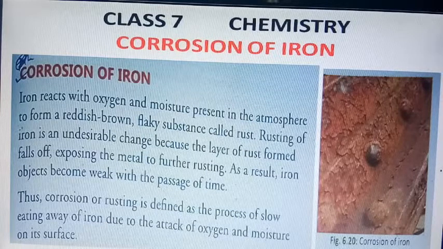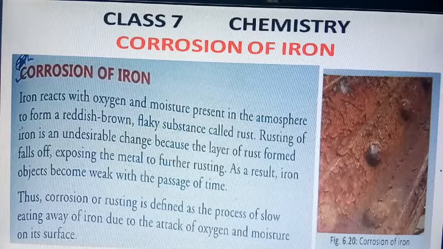It is the process in which iron gets rusted, due to the attack of oxygen and moisture on its surface. Okay, so this is corrosion of iron. Corrosion of iron is simply the formation of rust. That means iron undergoes a chemical change to form rust. And what is rust? Rust is a reddish brown flaky substance which is formed as a result of attack of oxygen and moisture on the iron surface.